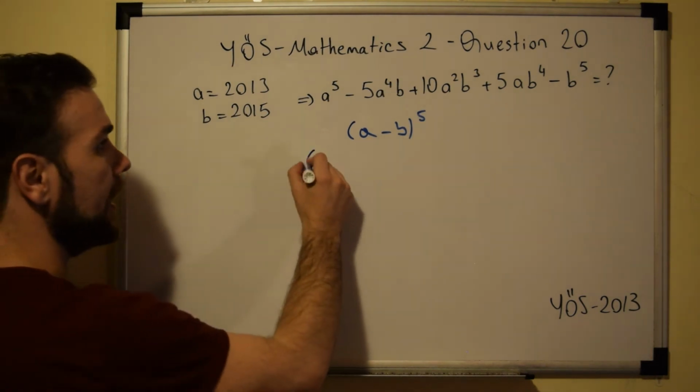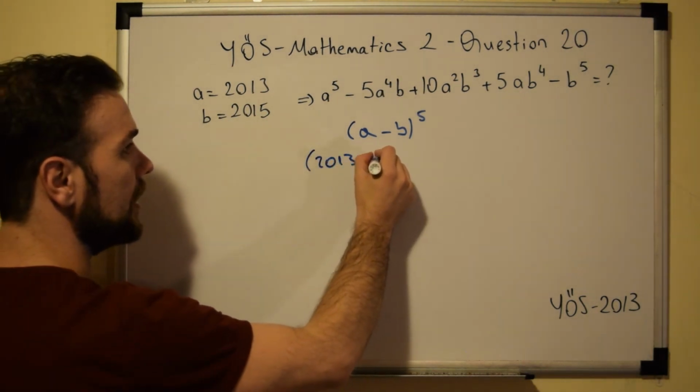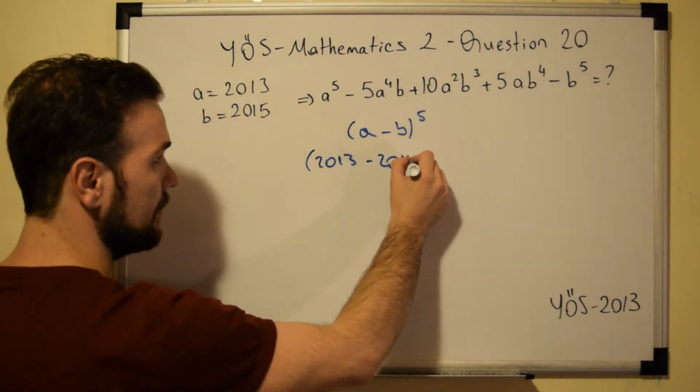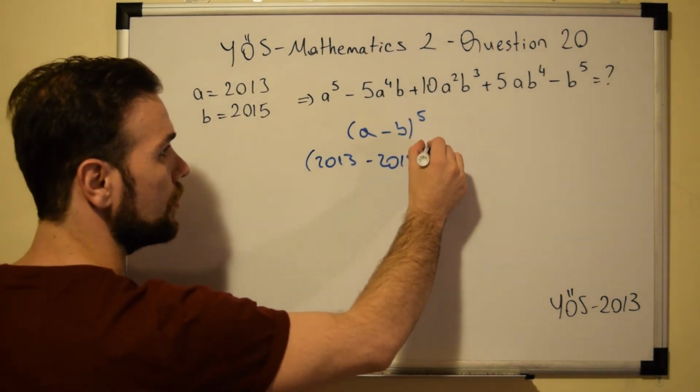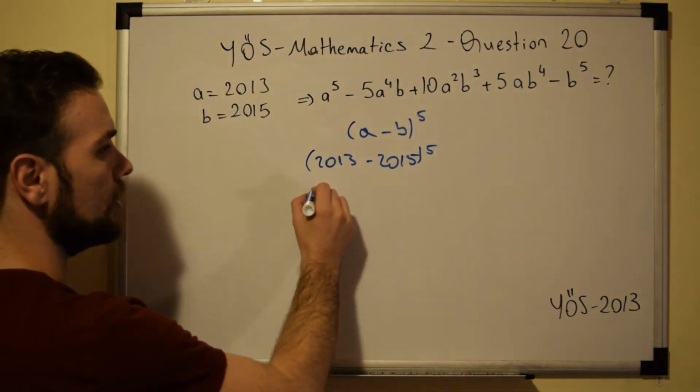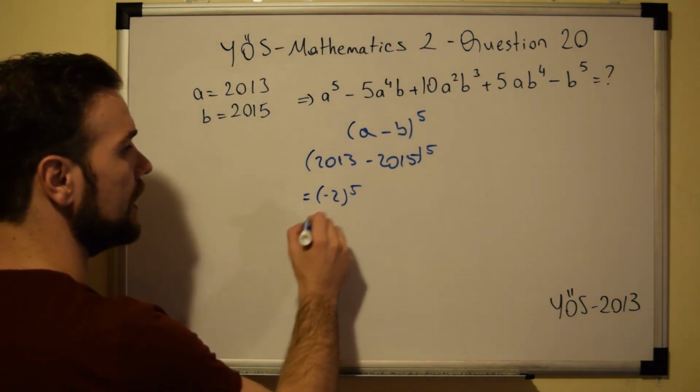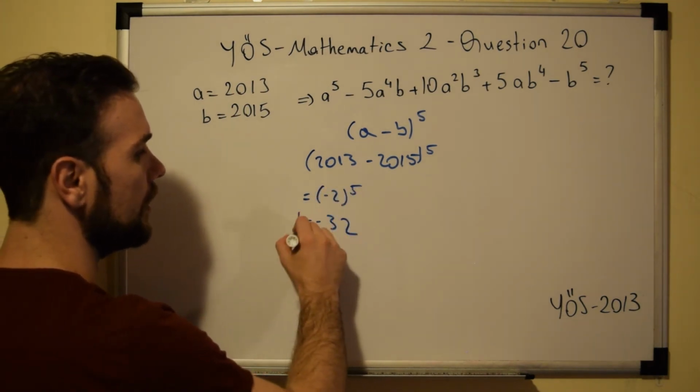So we have A, which is 2013, minus 2015, which is B, all to the power of 5. That is equal to minus 2 to the power of 5, and that will give us minus 32.